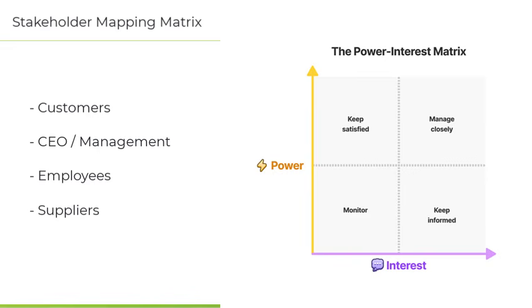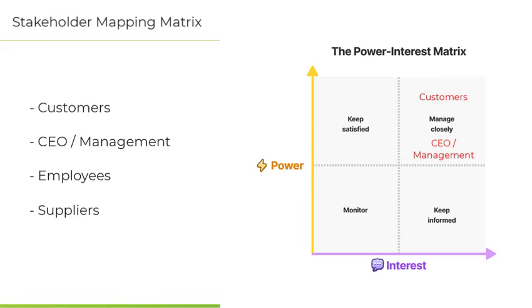I would probably begin by placing the customers in the manage closely category, as these types of individuals and groups definitely have a lot of power and influence and interest over our future plans. On the other hand, the CEO and management team, we would probably have to also manage those people closely as well, as those individuals within the top level of a business will want a clear view and understanding of exactly where you're going with a project.